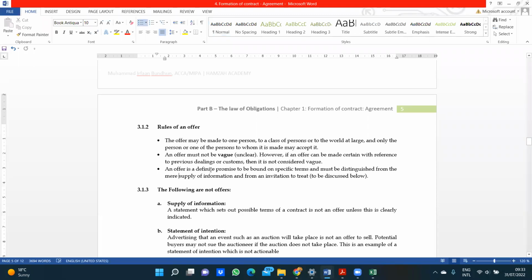An offer is a definite promise to be bound to specific terms, and must be distinguished from supply of information and invitation to treat, which we will discuss below. When there is an offer, there are no further negotiations. A supply of information and an invitation to treat is not an offer, which we will see later.